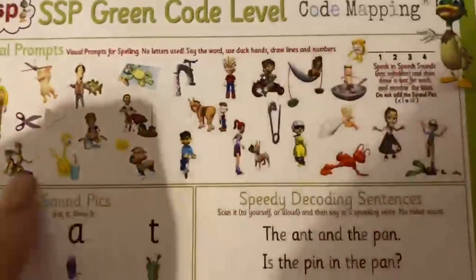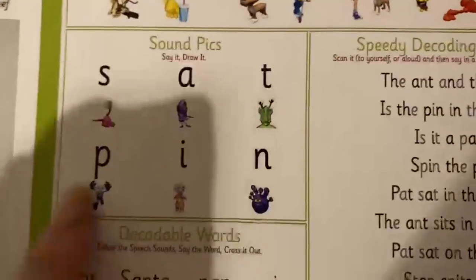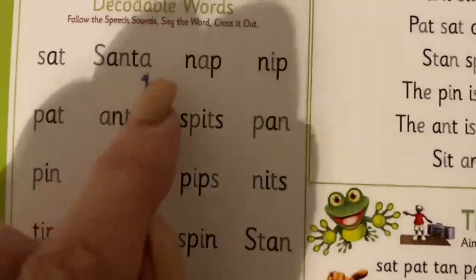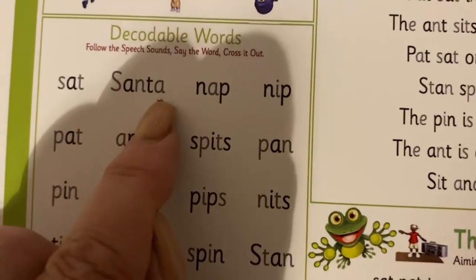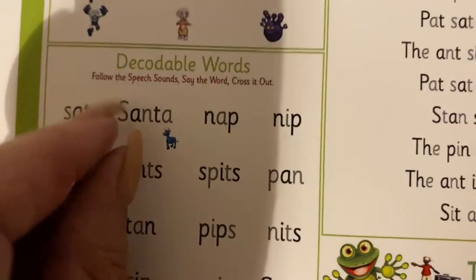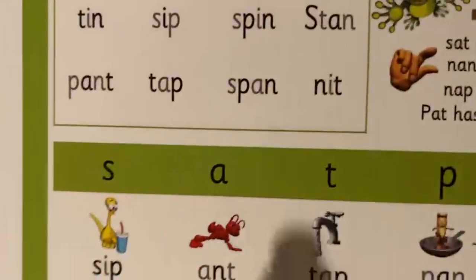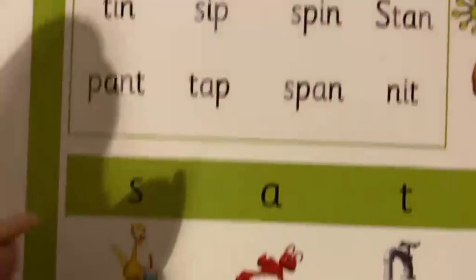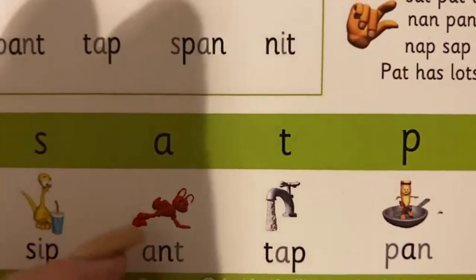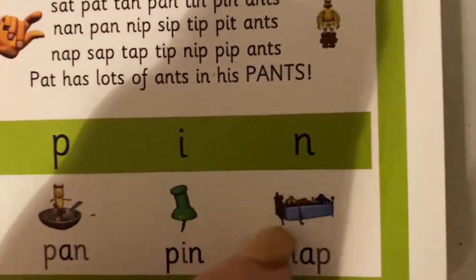So visual prompts all made up of s, a, t, p, i, n. Practice forming the letters, looking at knowing the sound value in this green code level. Practicing the words. We don't use the schwa there, but the children will go s-atent, Santa, no, Santa. Because they overpronounce, we tend to put that there. It's technically the schwa. So they're doing the chant that they end up doing with the whole thing: sip, sip, ant, ant, tap, tap, pan, pin, nap, nap.